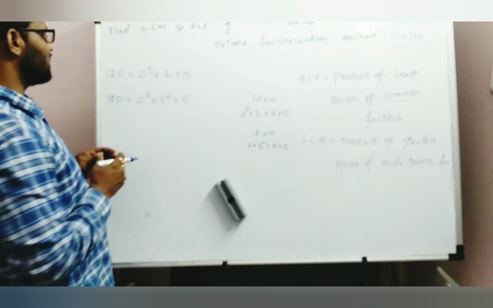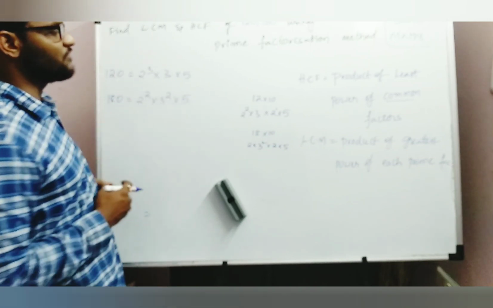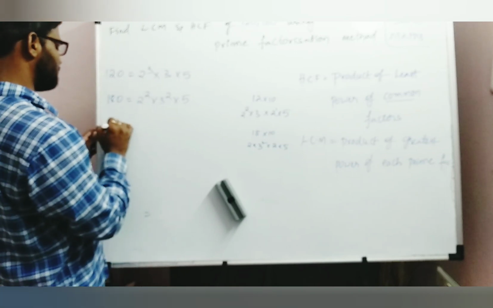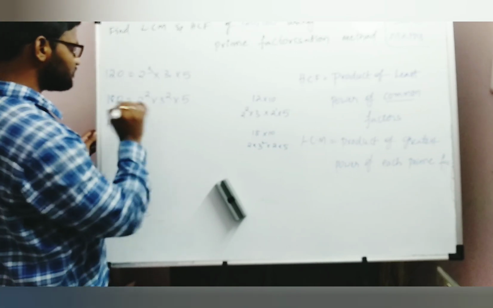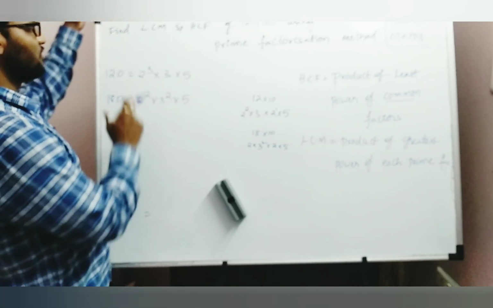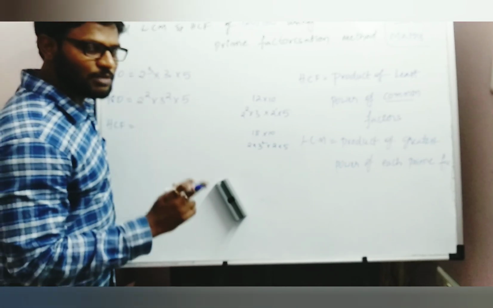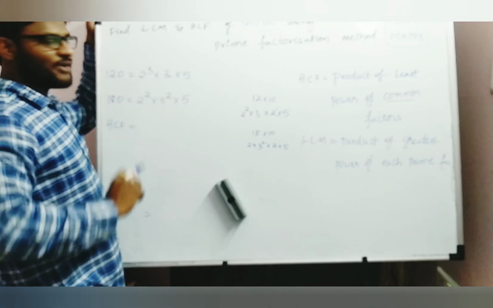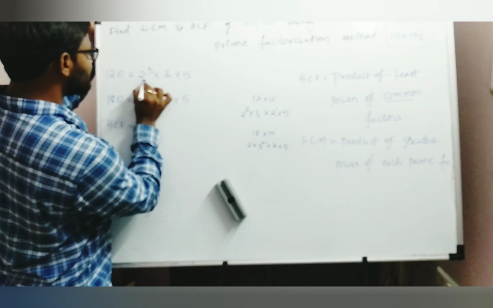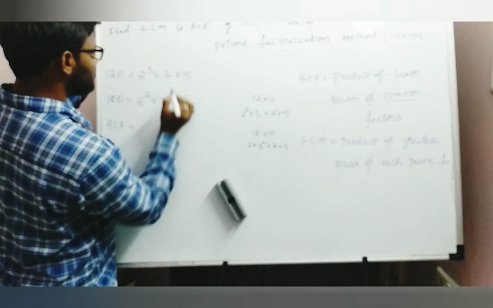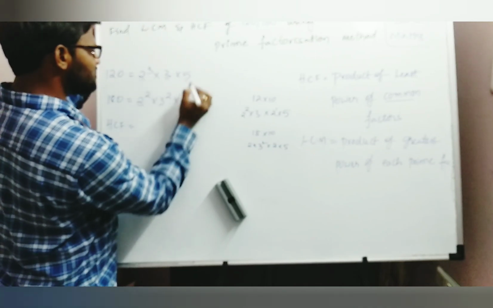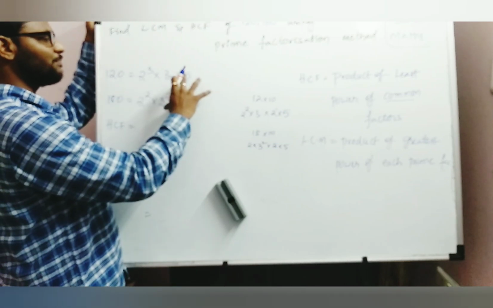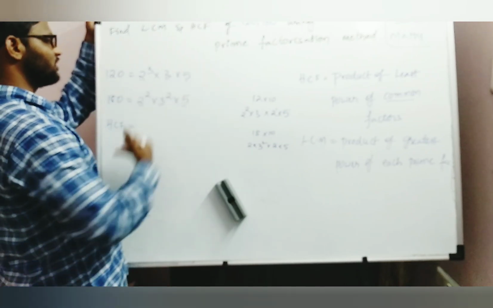Okay. First write the given numbers as a product of prime factors. Next use the formula. What is HCF? Product of least power of common factors. What are the common factors? 2 is a common factor, 3 is also common, 5 is also common. All these three prime numbers are common in both the numbers.